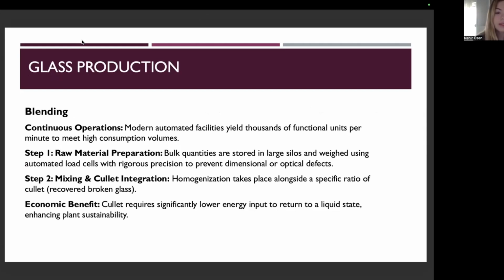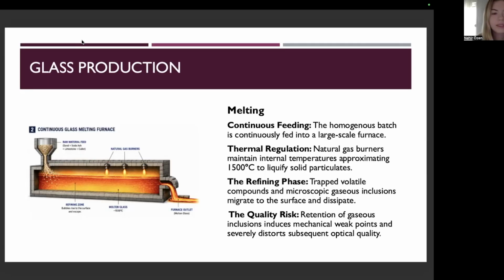Step 2 is mixing and cullet integration, homogenizing the batch with a specific ratio of recovered broken glass. This offers a great economic benefit, as cullet requires significantly lower energy input to melt, enhancing plant sustainability. Melting. In the melting phase, the homogeneous batch is continuously fed into a large-scale furnace.